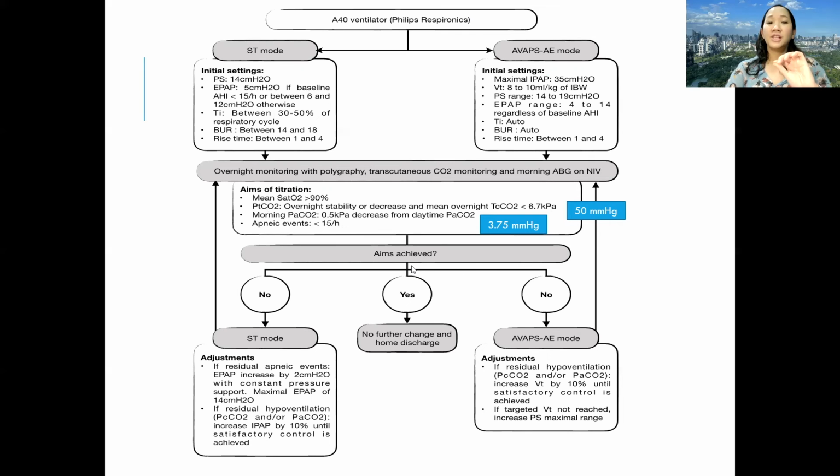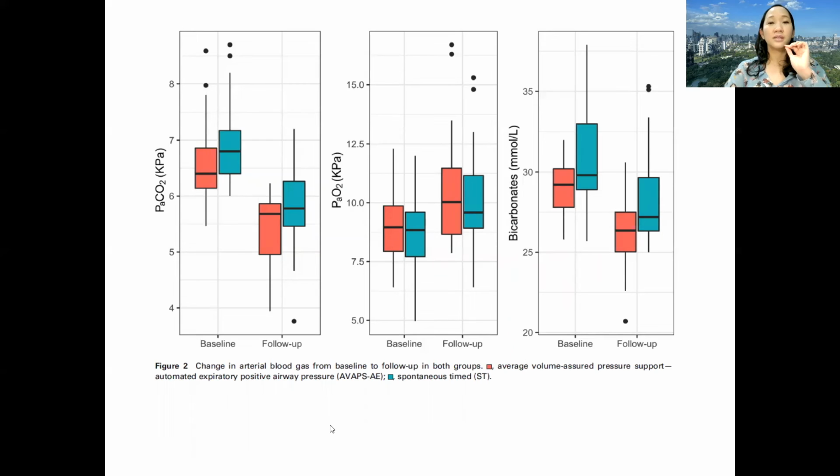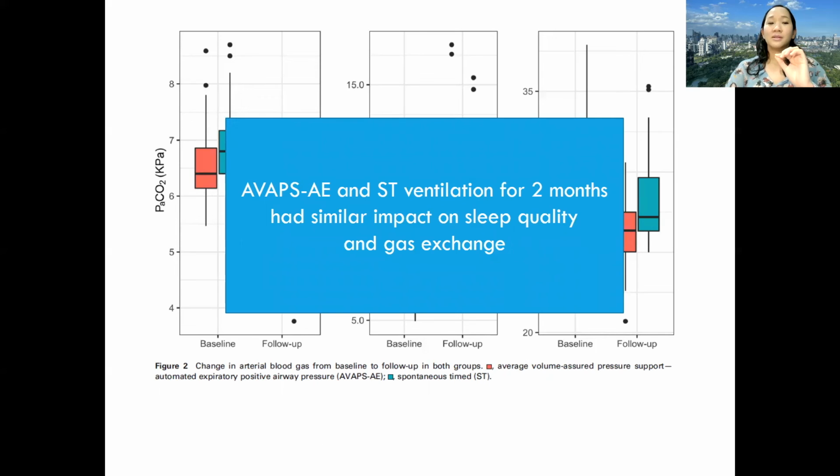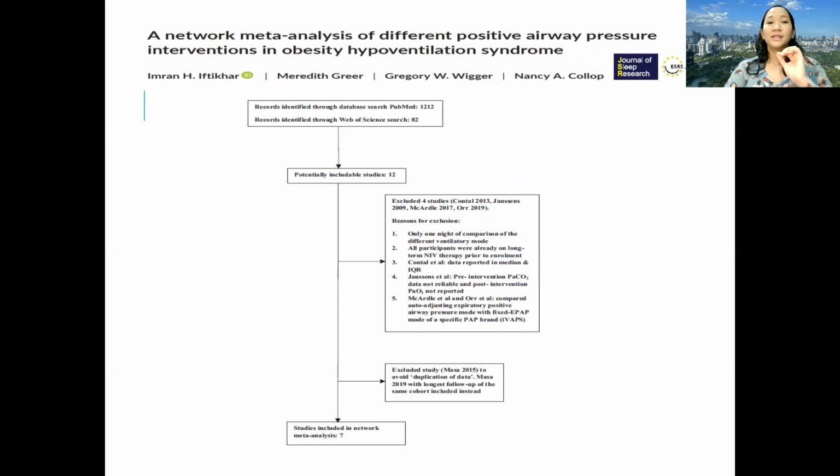And if they did not achieve that goal, then they would adjust accordingly by increasing the EPAP for the apneic events, up to 14. If there is residual hypoventilation, they would adjust by increasing the IPAP by 10%. And similar to another study with a strict protocol, at 2 months, these two devices had a similar impact on sleep quality and gas exchange.